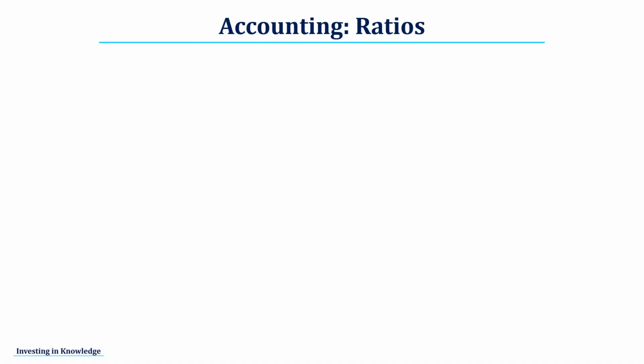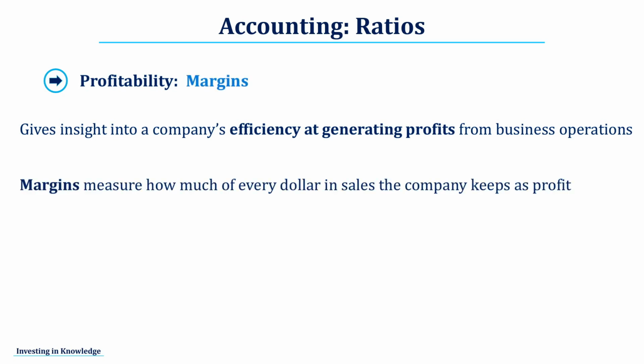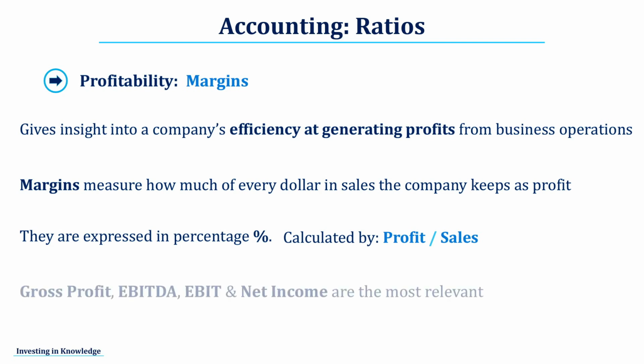Let's start with profitability. Profitability ratios give insight into a company's efficiency at generating profits from business operations. The margins measure how much of every dollar in sales the company keeps as profit. They are expressed in percentage and calculated by dividing profit by sales. Gross profit, EBITDA, EBIT, and net income are the most relevant.